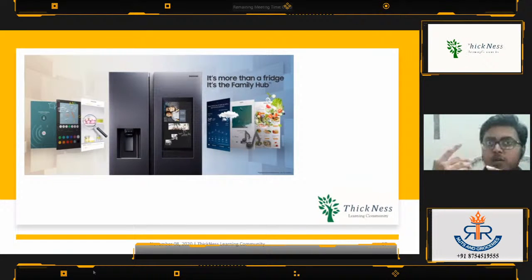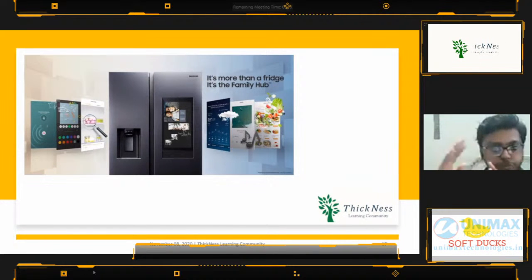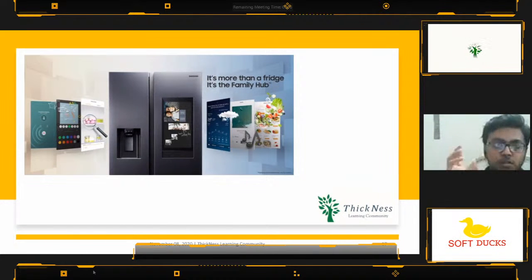When you go into the office, your laptop and other devices get switched on, and then it will show you suggestions for the work which you have today. Everything will be shown there. This is IoT enabled.